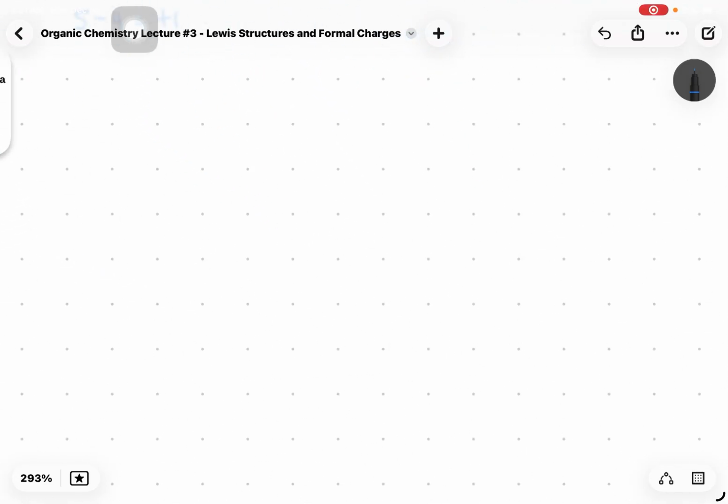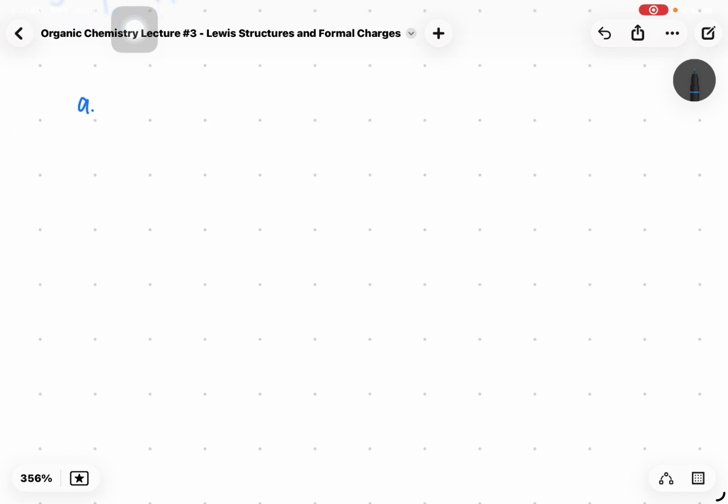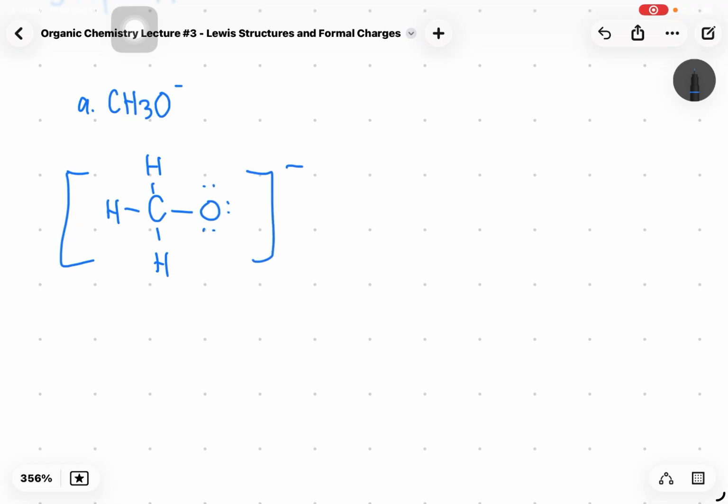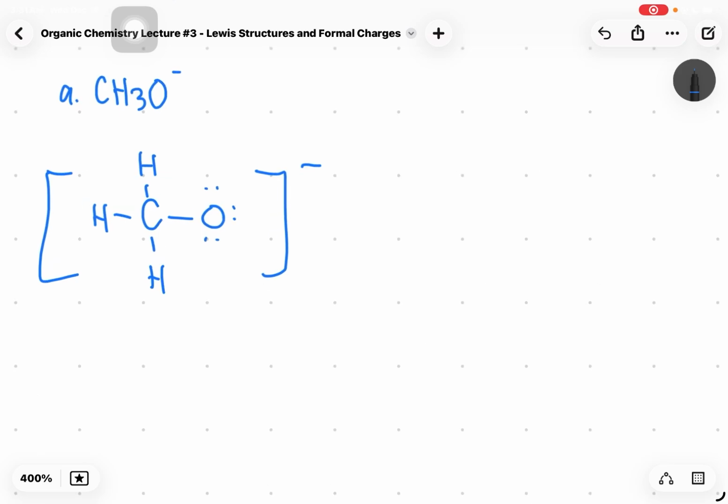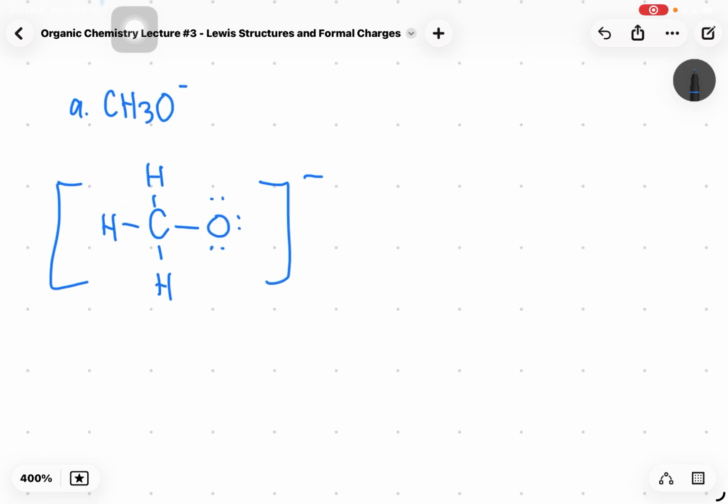And let's try out these problems. Now, let's say we have an ion, CH3O minus. Now, how would you draw that? As I stated earlier, we're going to need brackets because there's a charge. And it should look something like this. There we go. Let's just try to find out the formal charge of carbon and oxygen here. So for carbon, that's immediately 0 because there's 4 bonds around it and it has four valence electrons.